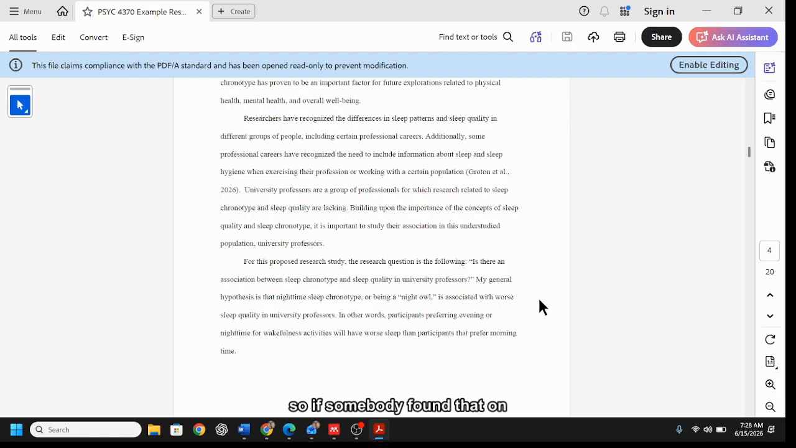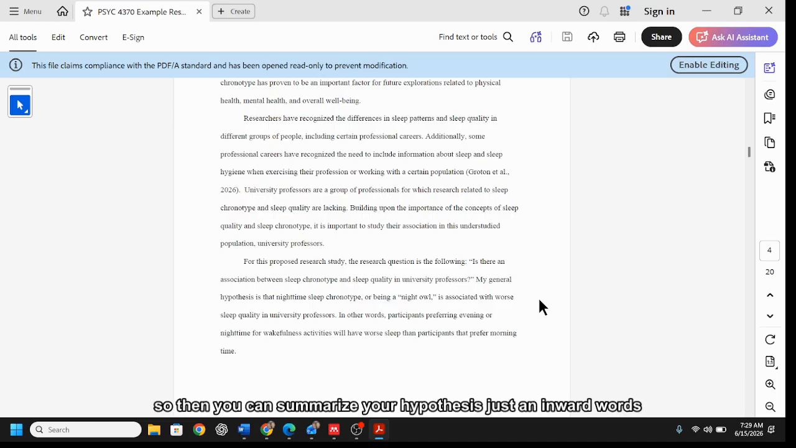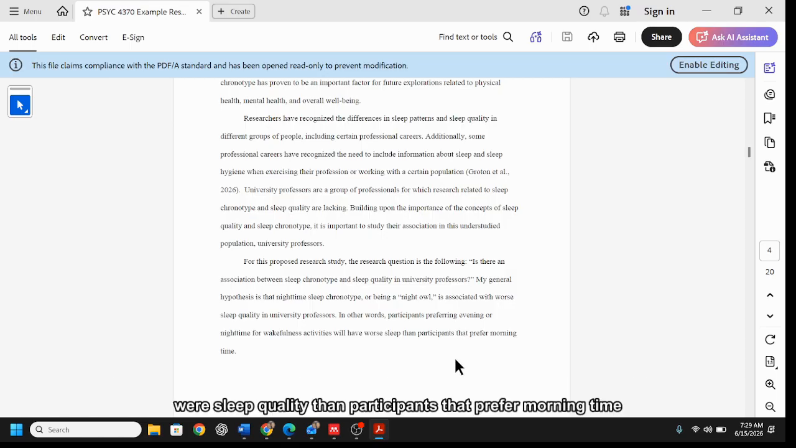So if somebody found that sleep chronotype, the nighttime chronotype in particular, is associated with negative sleep outcomes in university students or in adults or in children with ADHD, then I can go out on a limb and say, based on the previous research, there's every indication that I'm going to find a negative association in my population as well. So then you can summarize your hypothesis just in words here. So I said, in other words, participants preferring evening or nighttime for wakefulness activities will have worse sleep patterns, worse sleep quality than participants that prefer morning time.